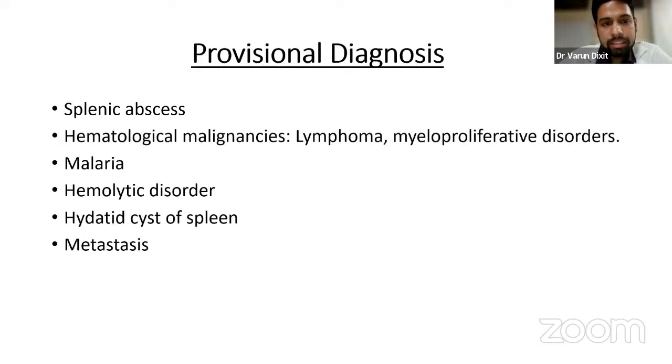So based on the examination, I would like to keep splenic abscess as my first provisional diagnosis. And second would be hematological malignancies like lymphoma or myeloproliferative disorder. And then third would be malaria and hemolytic disorders, then hydatid cyst of spleen and metastasis.